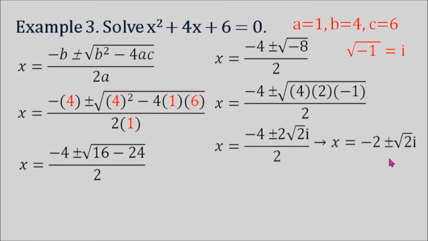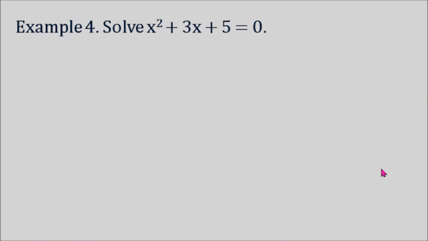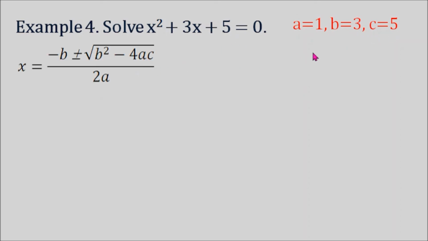Now we have two roots here. One is using the plus sign and the other one is using the minus sign. So we have negative 2 plus square root of 2 i and then negative 2 minus square root of 2 i. Example number 4. Solve x squared plus 3x plus 5 equals 0. Our a here is 1, our b is 3, and our c is 5. So this is our quadratic formula.